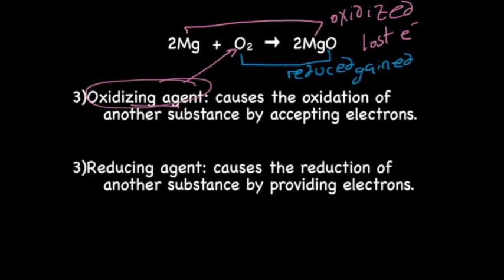Okay, the reverse is also true. The reducing agent causes the reduction of another substance by providing electrons. So how did oxygen get reduced, or how did oxygen gain electrons? Well, because it got them from magnesium. So magnesium is the reducing agent. That's really all there is to it.